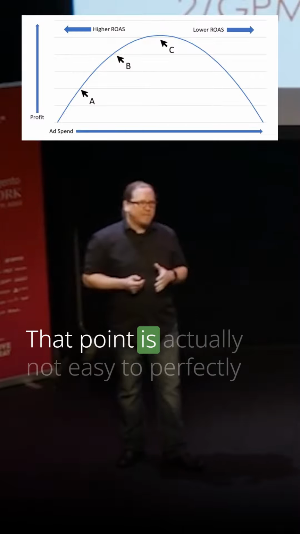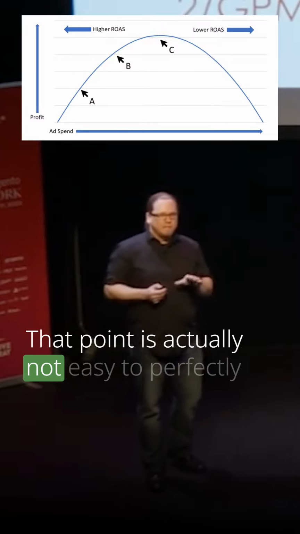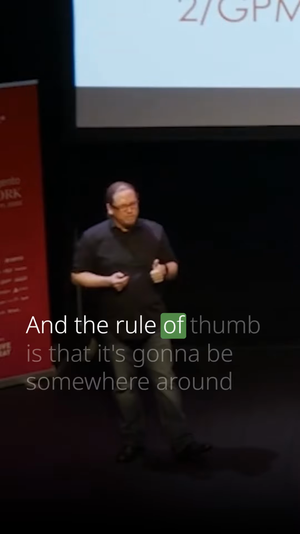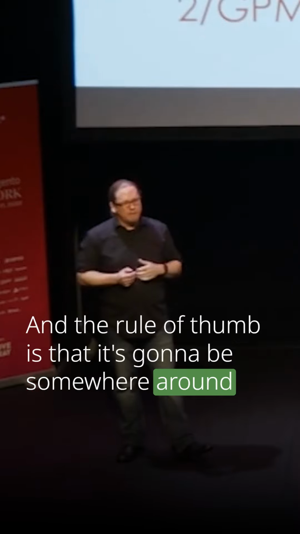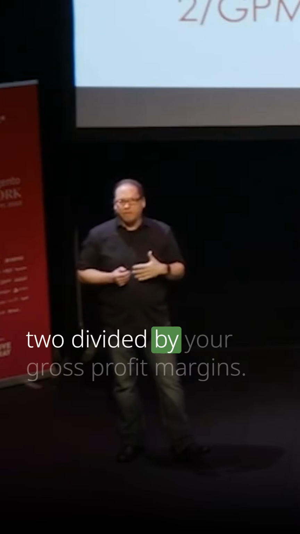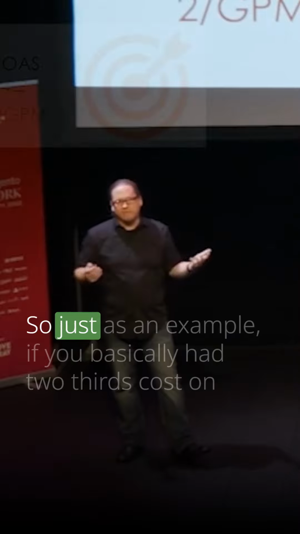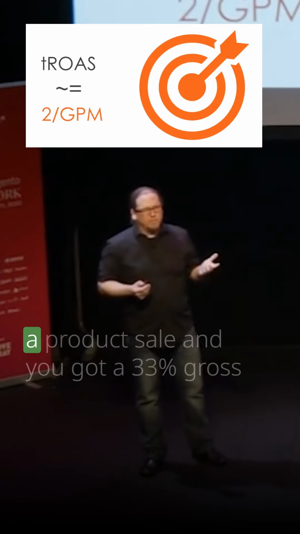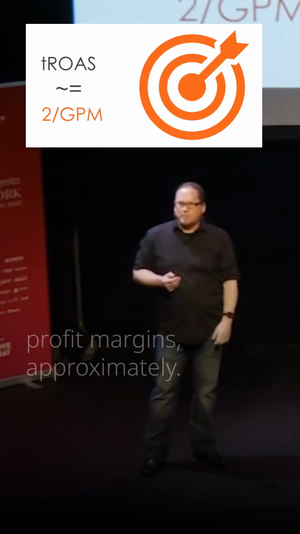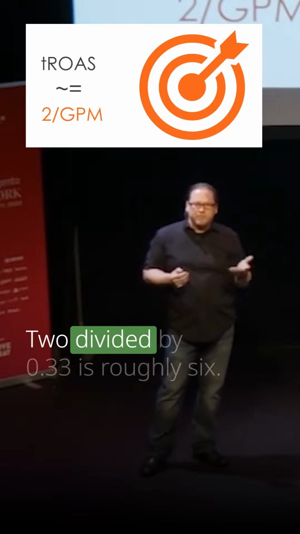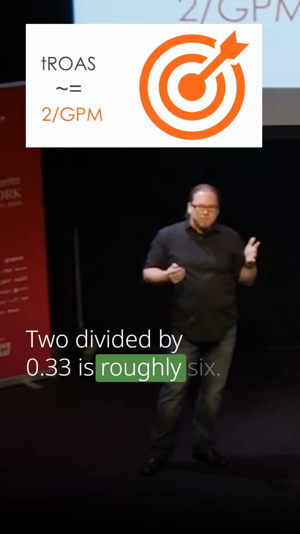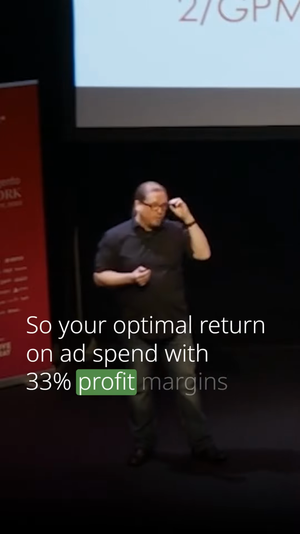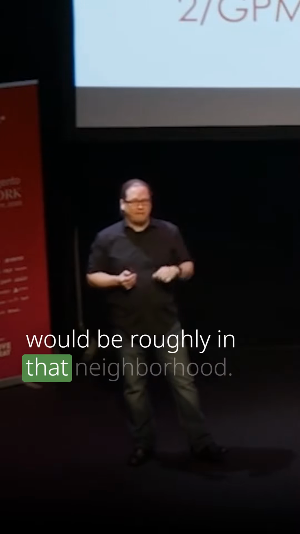That point is actually not easy to perfectly calculate, but there's a rule of thumb. And the rule of thumb is that it's going to be somewhere around 2 divided by your gross profit margins. So just as an example, if you basically had 2/3 cost on a product sale and you got approximately a 33% gross profit margin, 2 divided by 0.33 is roughly 6. So your optimal return on ad spend with 33% profit margins would be roughly in that neighborhood.